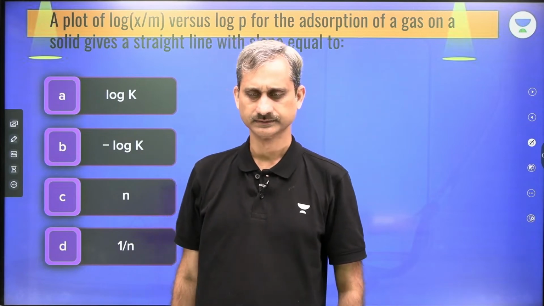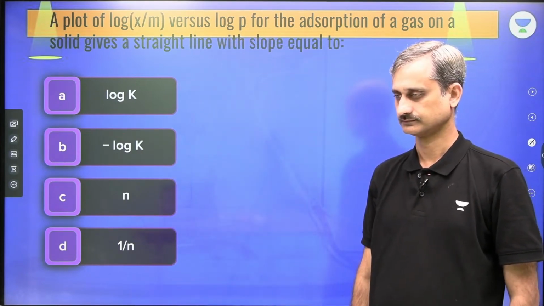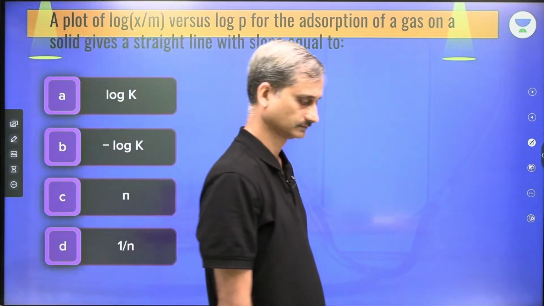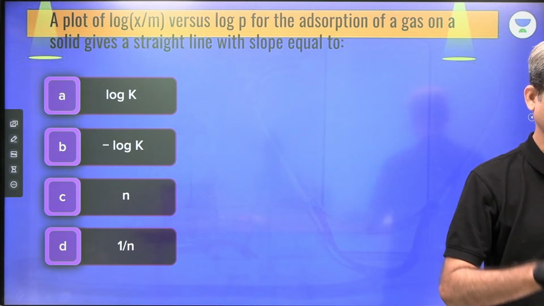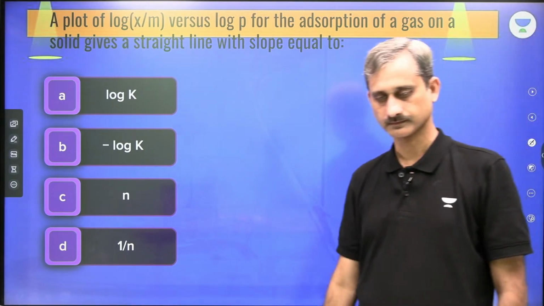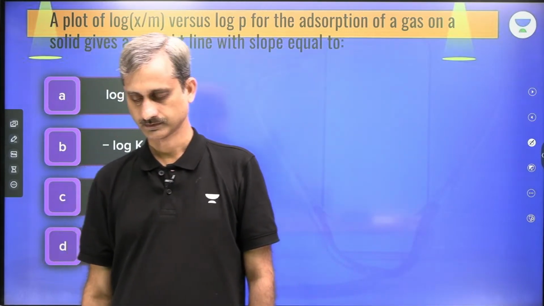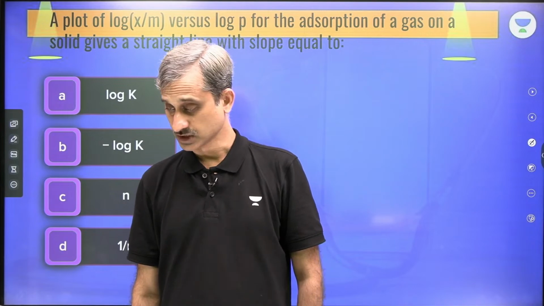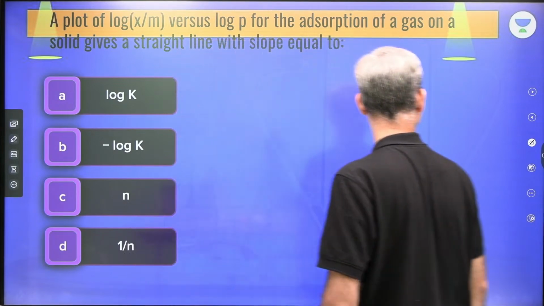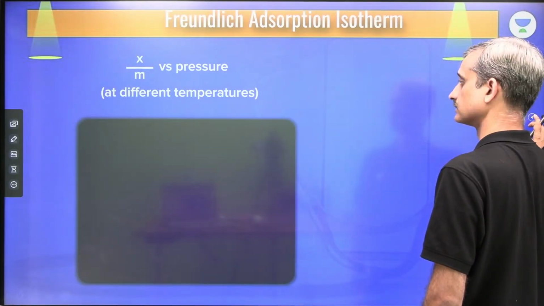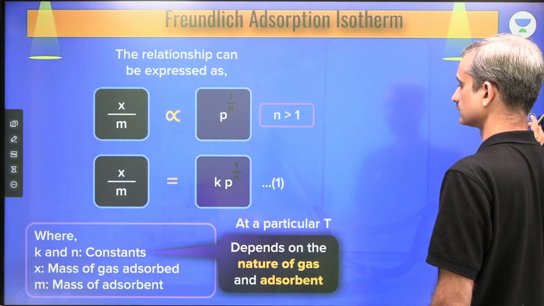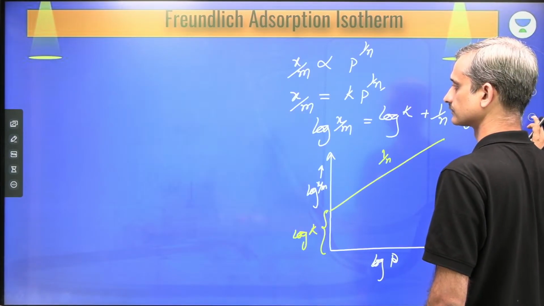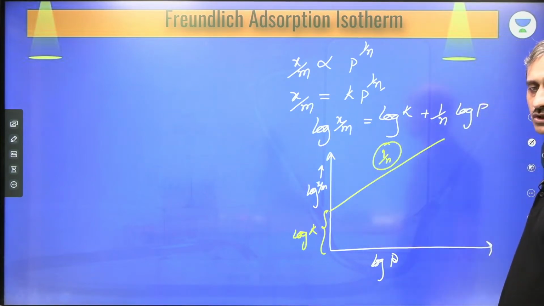What will be the answer here? The slope is log k. Slope. This is the slope.